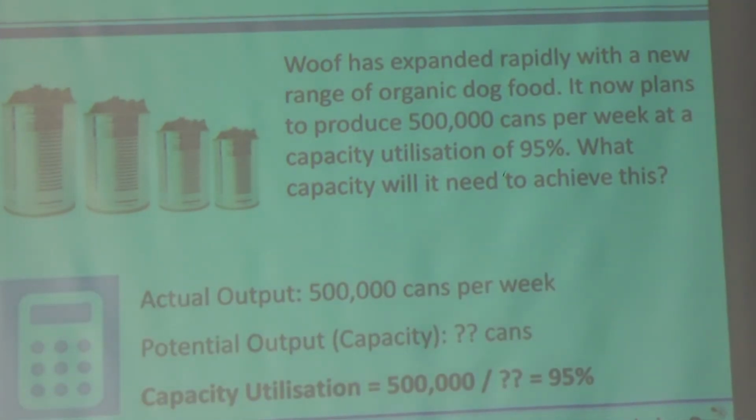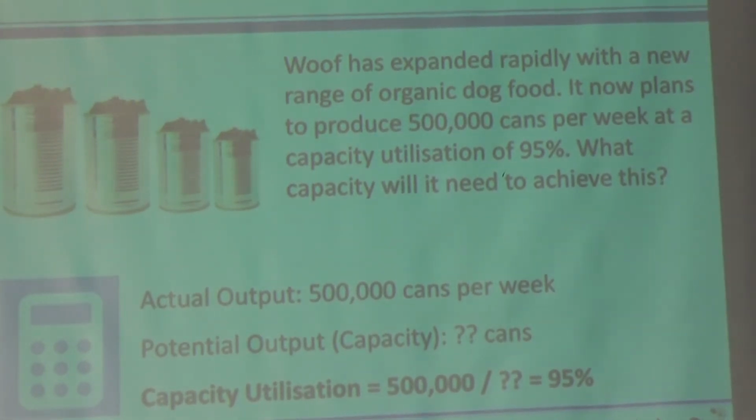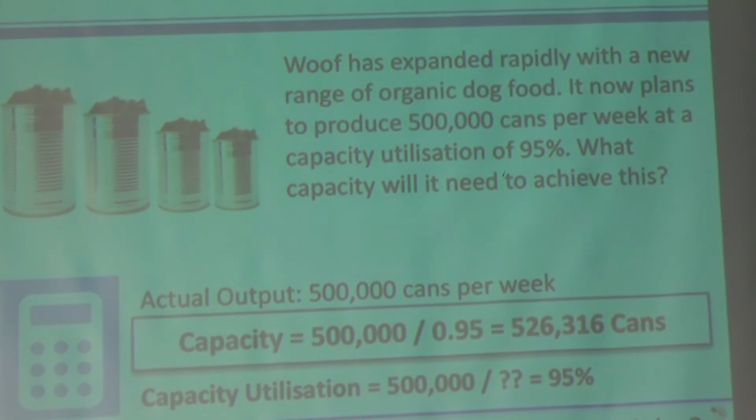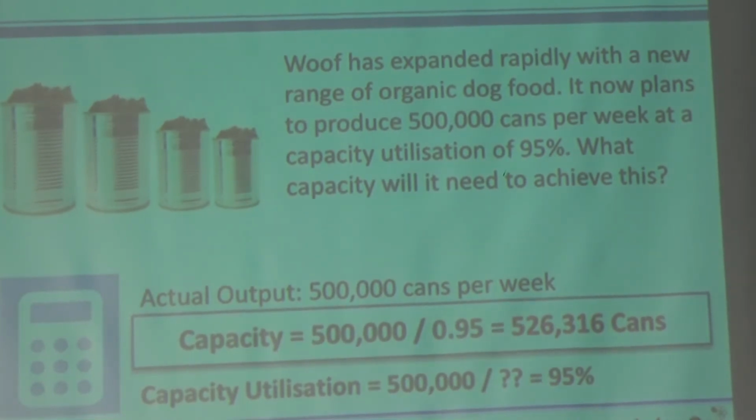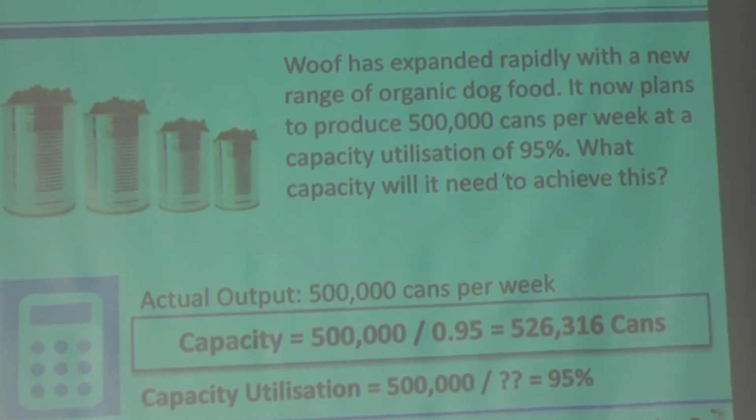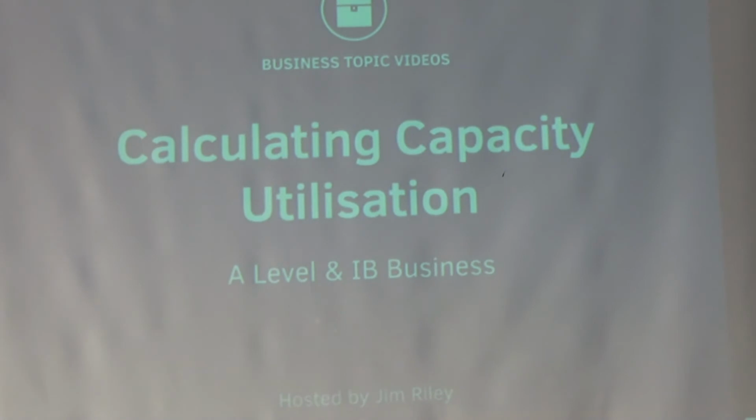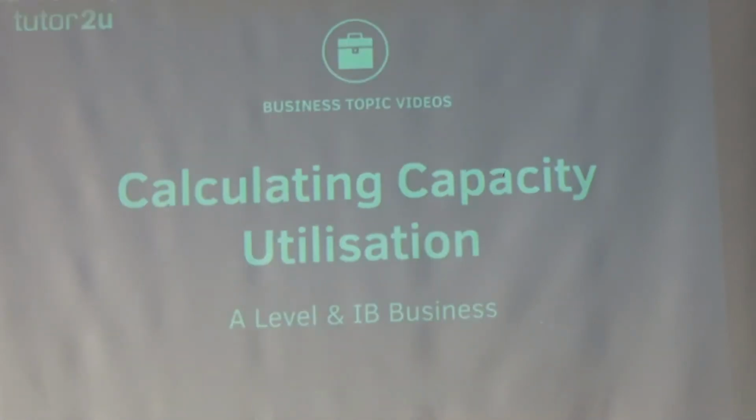Well, we're told the actual output is going to be 500,000 cans per week, that's the plan. We're told that the utilisation needs to be 95%. In other words, we're going to need to have more capacity than 500,000. How do we calculate the potential or the needed capacity? Well, it's 500,000 divided by 0.95, or divided by 95%, which comes out at 526,316 cans. So hopefully you can see how that was just a slight variation in the data given, but you were still calculating capacity utilisation. That's therefore been a short and hopefully useful introduction to how you calculate capacity utilisation.